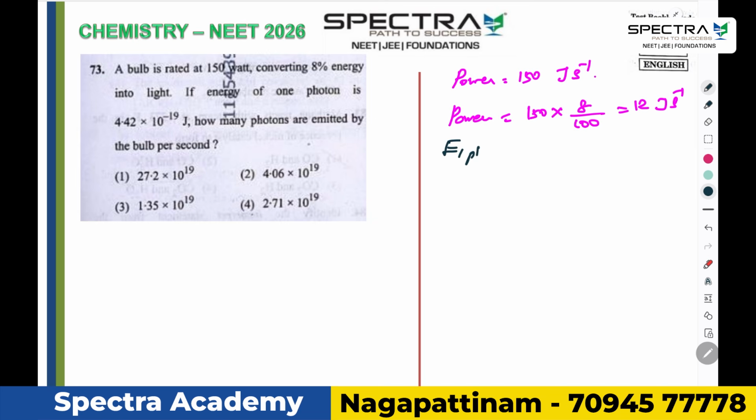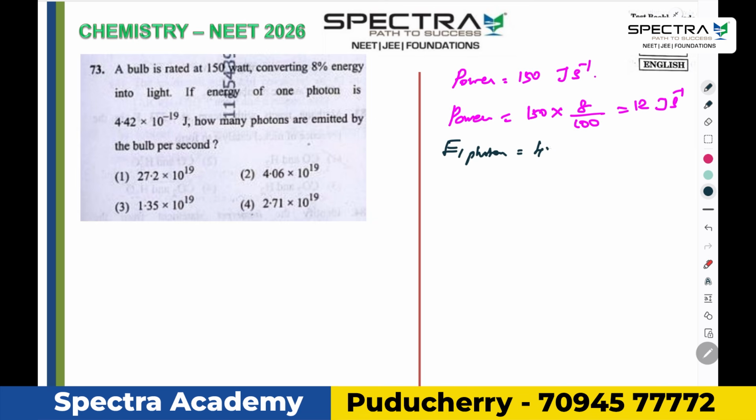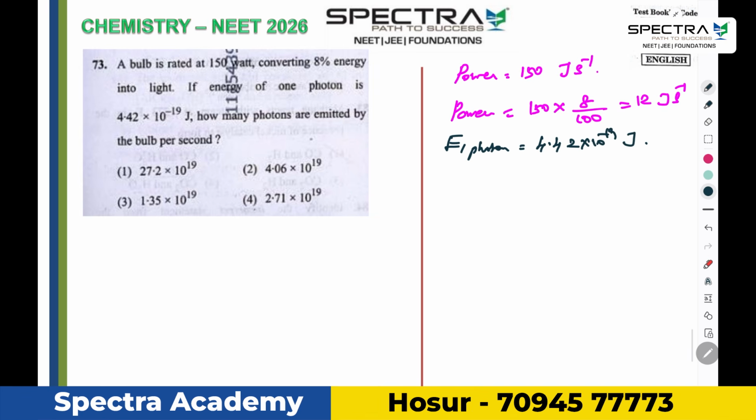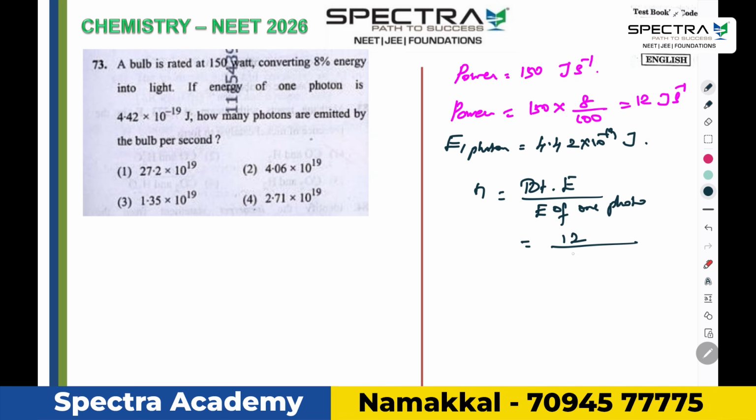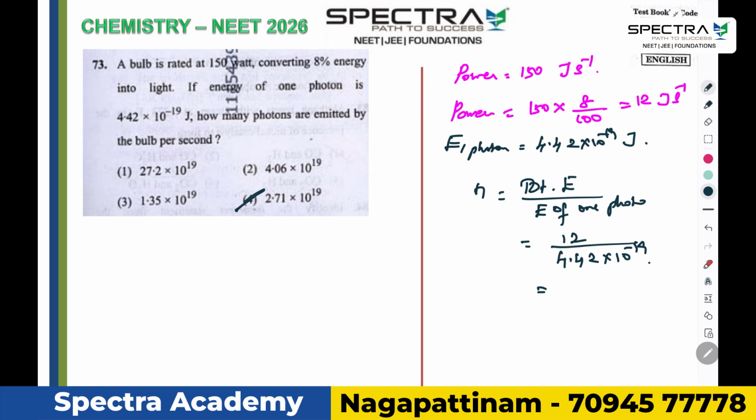Energy of 1 photon is given as 4.42 into 10 power minus 19 joules. So they are asking how many photons, n. How will you find n? Total energy or power divided by energy of 1 photon. Very simple. So it is 12 divided by 4.42 into 10 power minus 19. So the answer for the question is option 4. You can solve simply and you'll get the answer option 4.